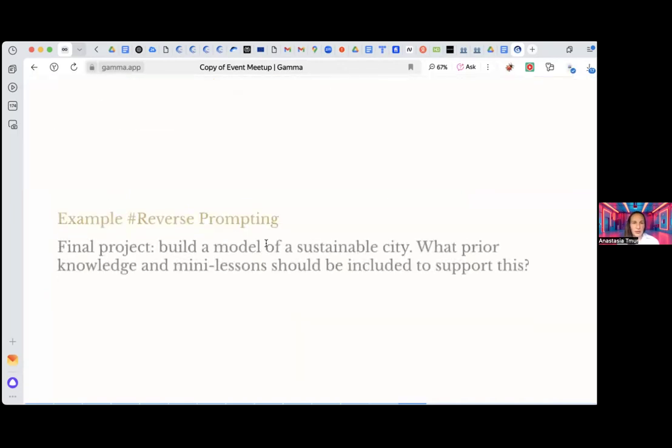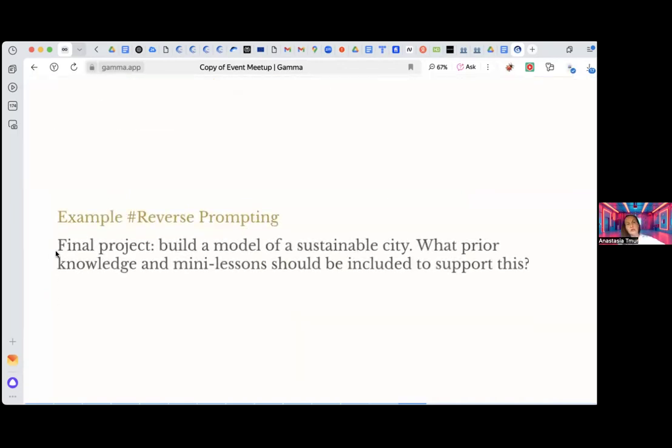The example is a final project. Your final project may be to build a model of a city. So what prior knowledge and mini lessons should be included to support us? Or you may write, use reverse prompting and help me to make a structure for the lesson, or use reverse prompting and help me to make exam tasks, for example.